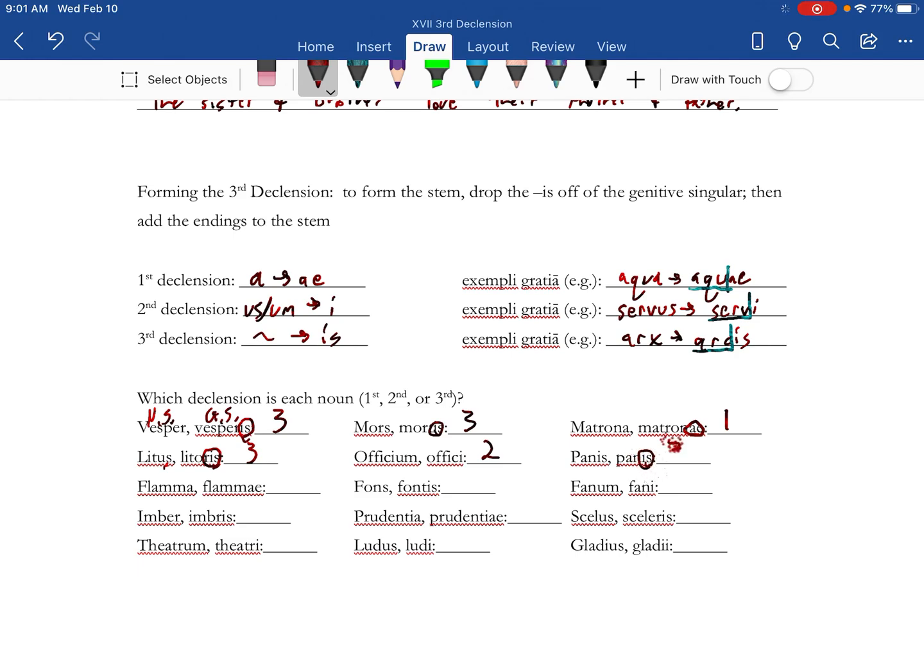Something IS is going to be third. A to AE is first. IS is third. UM to I is second. IS is third. A to AE is first. And we got another tricky one, US, but the IS is what's important. Third. UM to I second. US to I second. US to I second. All right, so there's an introduction to third declension. So hopefully you're familiar with third declension, what it looks like, how to discern between first, second, and third declensions, and how to find the stem so we can put the endings on them.